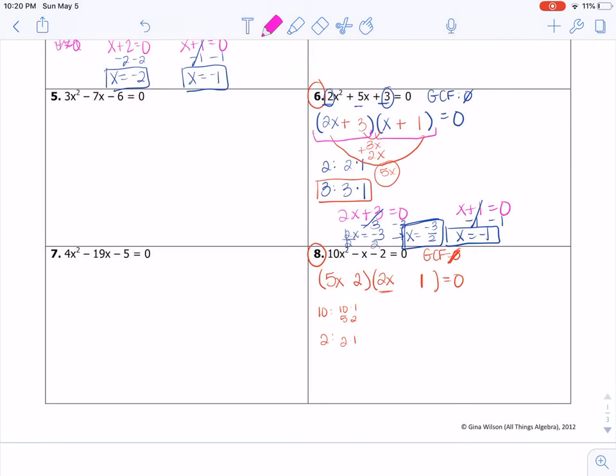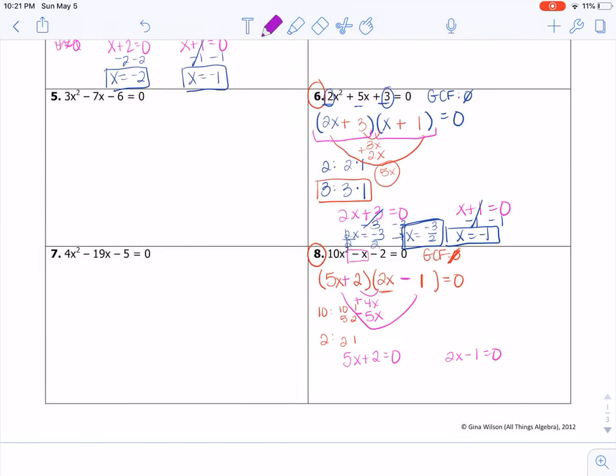If I go ahead and double check, I have 4x, 5x. If we keep the sign of our bigger number, -5. So I need a -5 and a +2, which would give me 4. So it would be a +4. So now if I set each part equal to 0, I have 5x plus 2 equals 0. 2x minus 1 equals 0.